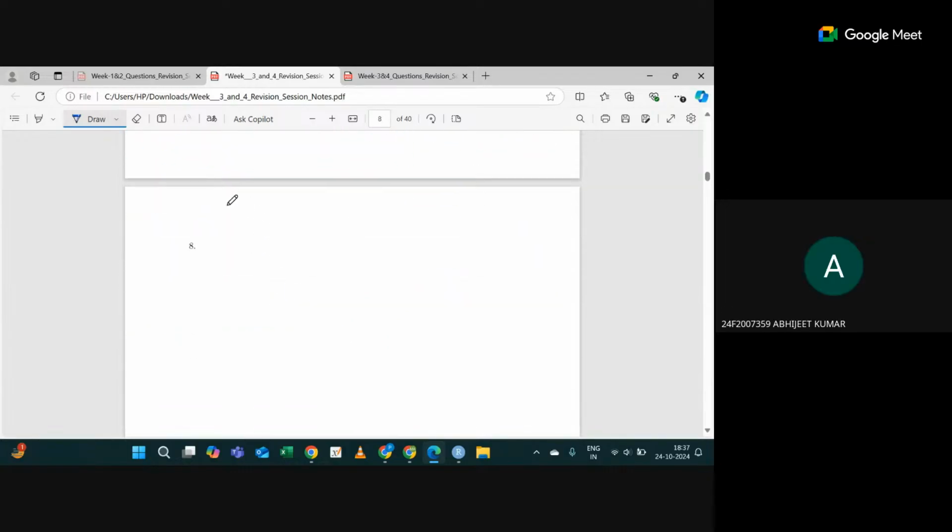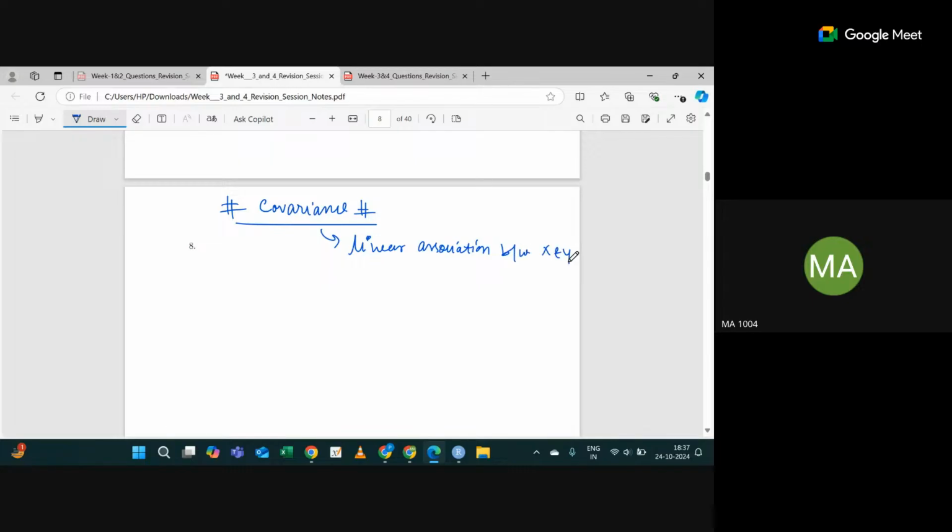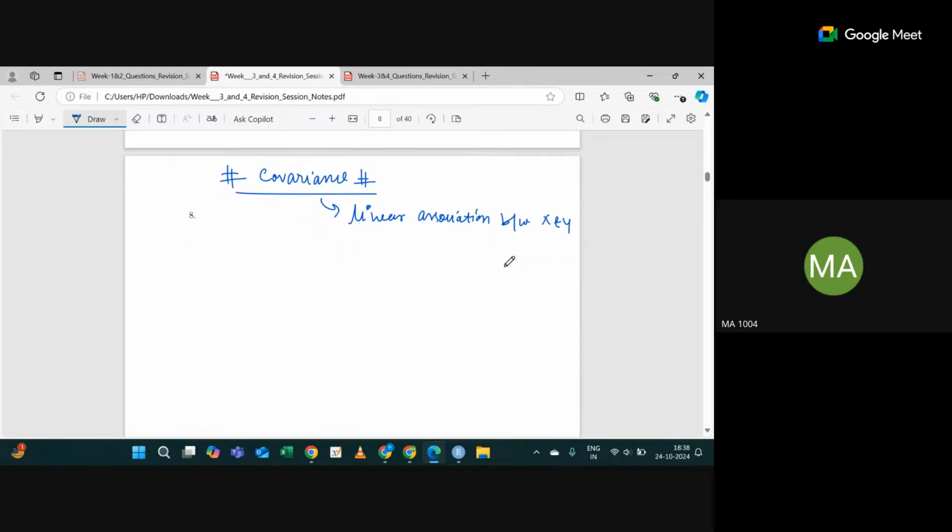So the next major concept is called covariance. Covariance tells us the linear association between x and y. Just keep in mind, covariance is all about linear association between x and y. I will give you one statement, maybe that will give you some idea. So how is this defined?